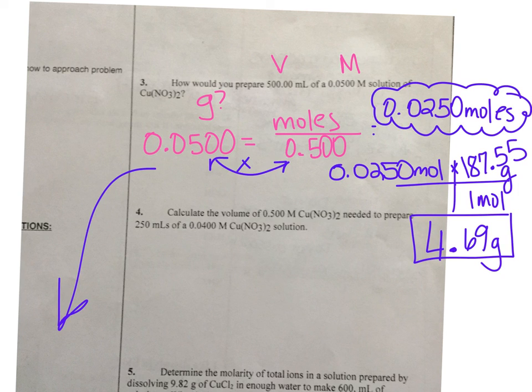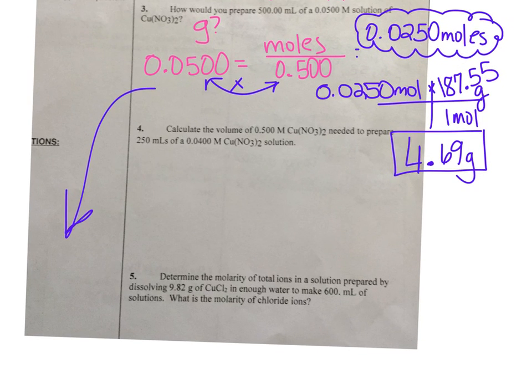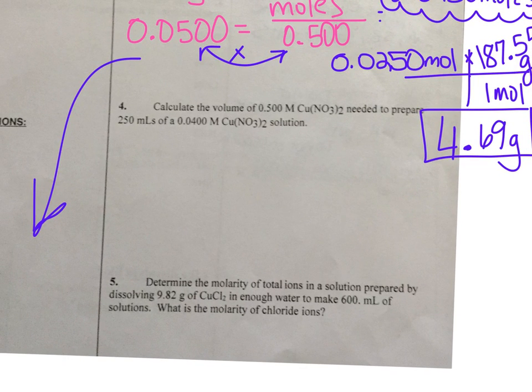No? The next one is a dilution one, I think. So let's go ahead and do that one, and then we can pack up. Okay, so number 4 says calculate the volume of that needed to prepare 250 milliliters of a 0.04 molar solution. So, which one of these molarities is the one that we are making? It's the second one, right? This is what you're making.